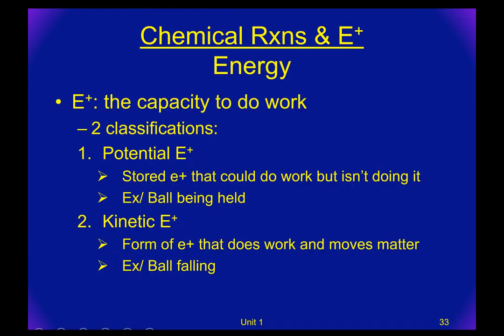Now, chemical reaction and energy. Remember, E with a plus is just my abbreviation for energy. Energy is the capacity to do work. There are two classifications of energy. One is potential energy. When somebody says, oh, but they have so much potential, what does that mean? It means that they could do it, but they're not doing it right now, right? So potential energy is a stored form of energy. It can do work, but it's not doing it right that second.